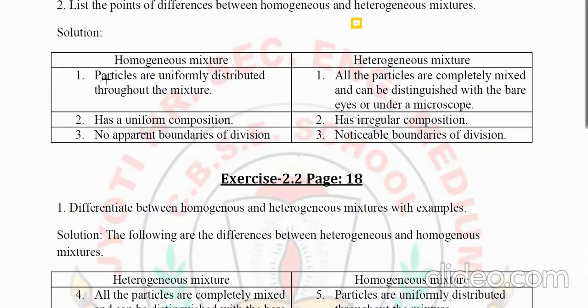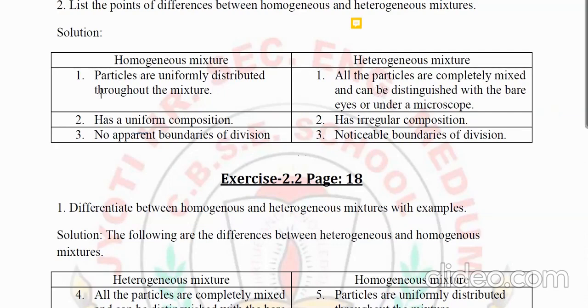The first point: the particles are uniformly distributed throughout the mixture. We are defining the homogeneous mixture here. In a homogeneous mixture, the components or particles are uniformly distributed throughout the mixture. In the case of a heterogeneous mixture, all the particles are completely mixed, but they can be easily distinguished with our bare eyes, without the use of any instrument, or we can use a microscope for some types of heterogeneous mixture, such as colloids.